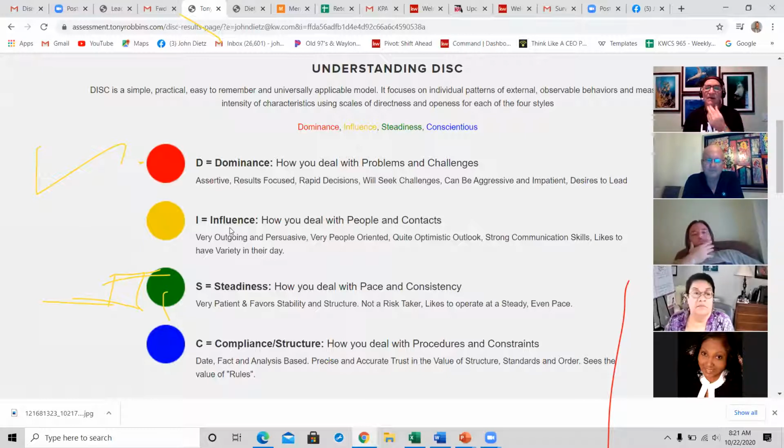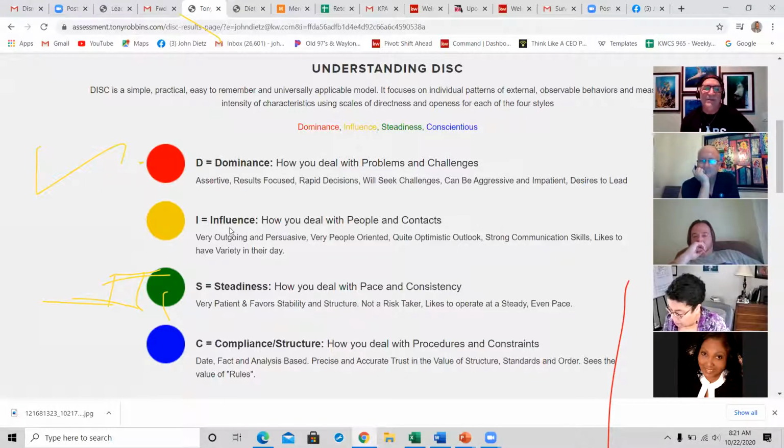DI. I want a D because a D doesn't really care about rejection. D is like, next. An SC is not going to look at rejection the same way. It doesn't mean that an SC cannot be a successful listing agent, because they absolutely can. So don't hear me saying something I didn't say. What I'm saying is the dominant characteristic traits I'm looking for is DI.